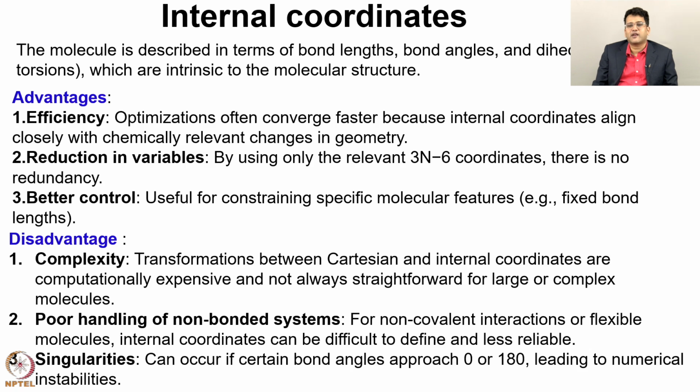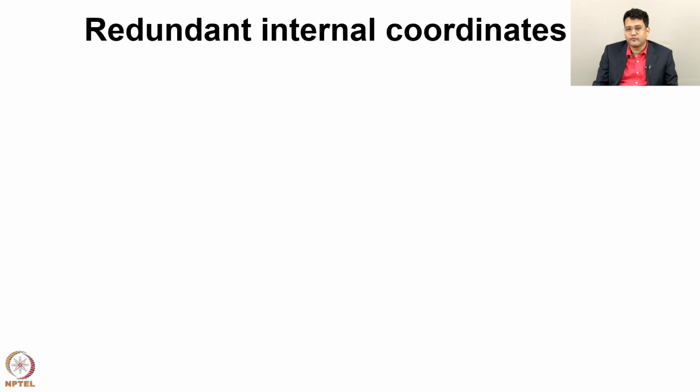To transform between Cartesian and internal coordinates is computationally very expensive and not always straightforward for larger complex molecules. Second, for non-bonded systems, or the interaction between very flexible molecules, the internal coordinates can be very difficult to define and less reliable. And for some molecules, if you try to define the Z matrix by hand, you will see it's quite problematic, particularly when the angle approaches 0 or 180 degrees. That will lead to numerical instabilities.